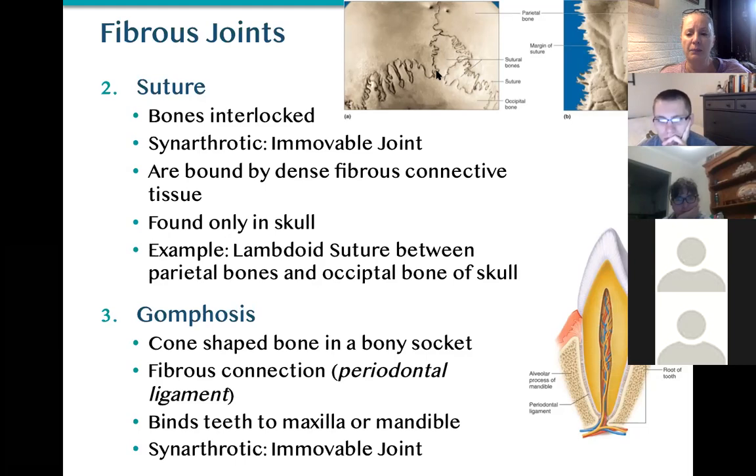All right, and the last type of fibrous joint is called a gomphosis. And a gomphosis is basically your tooth socket. Your tooth socket is a fibrous connection. You have your periodontal ligament that's going to bind your teeth in those alveolar sockets into either the mandible or the maxilla. And you see that right over here, how this periodontal ligament binds it right inside of the socket. Okay, so the only place you're really going to have a gomphosis is with the tooth.